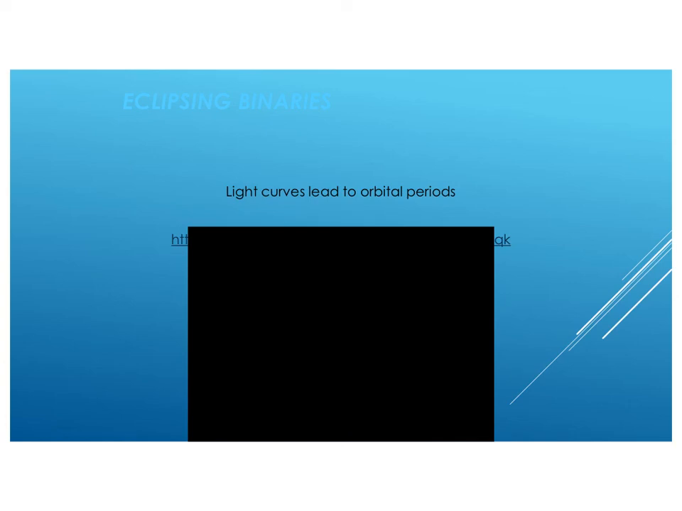Again, I have a video to show you in class, but eclipsing binaries are important because when we look at those light curves, we can then determine the orbital period based on the periodicity of the eclipse.